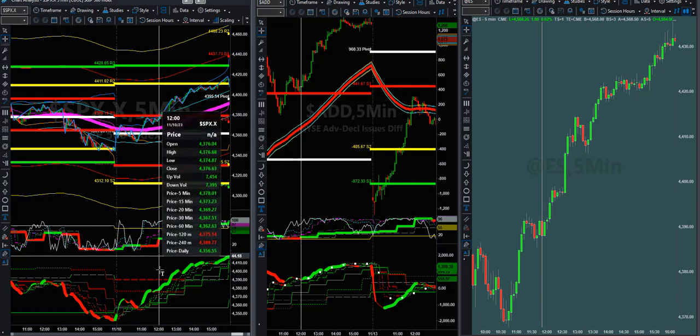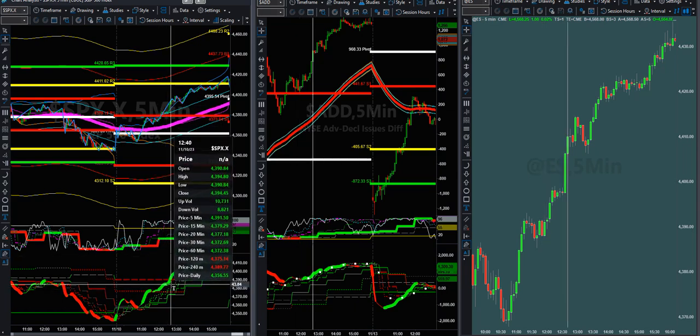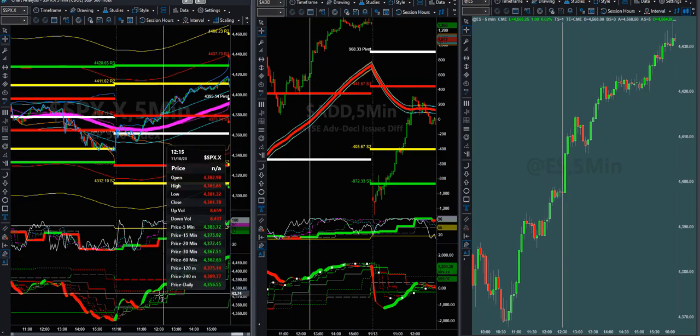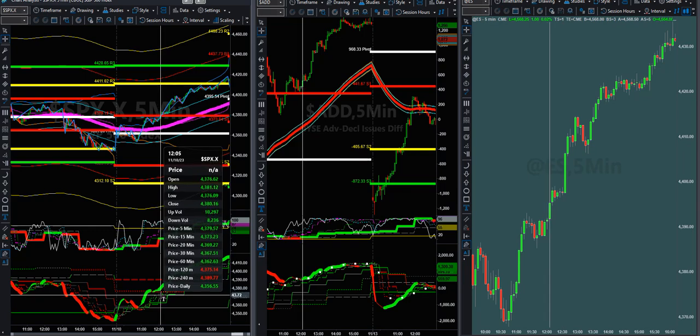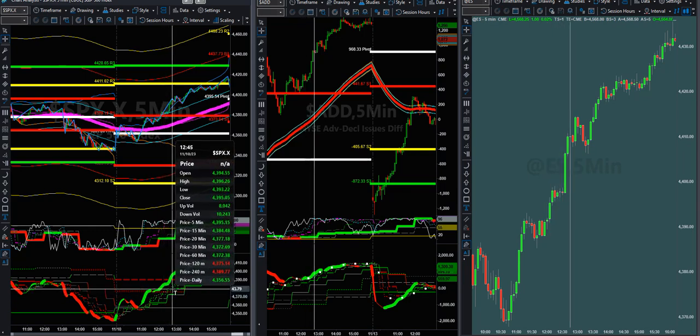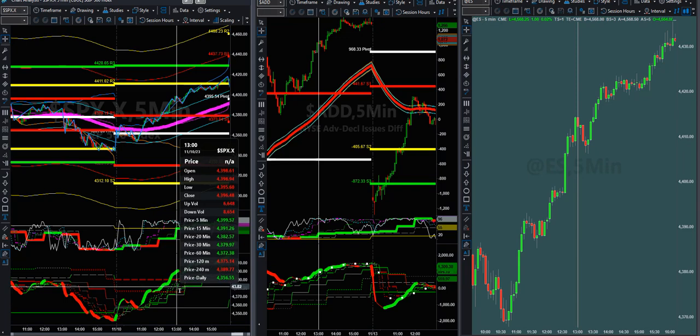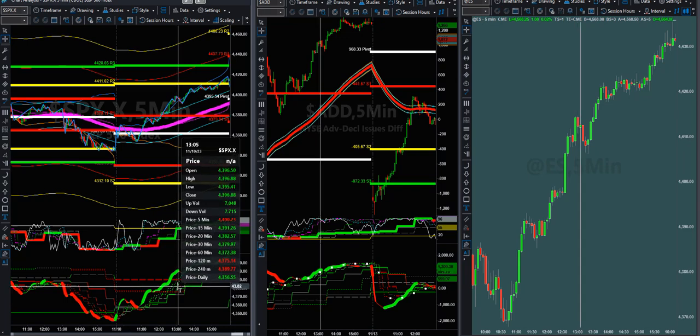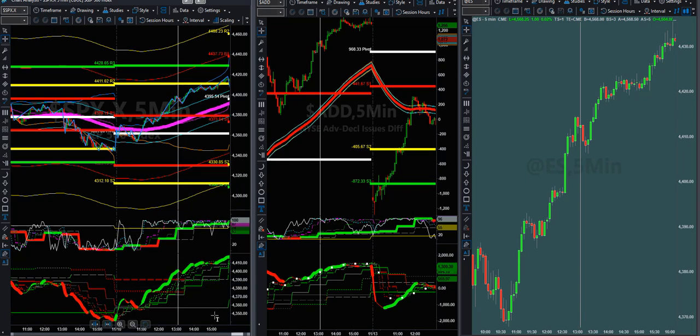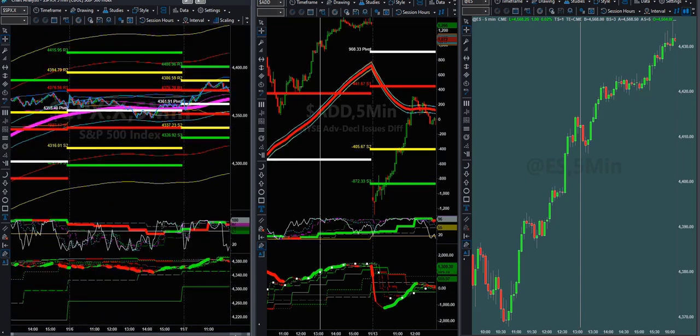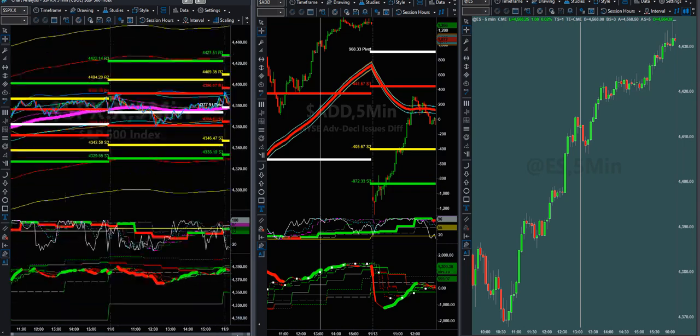So when this is fat, everything is screaming. Long, long, long, long, long. Look at the ES on the right side. Long, long. There we go. You're up 20 points before you know it. So this is how you trade effectively.